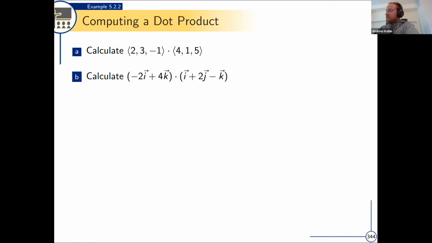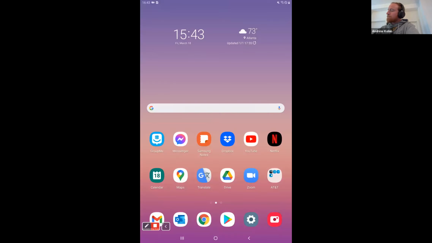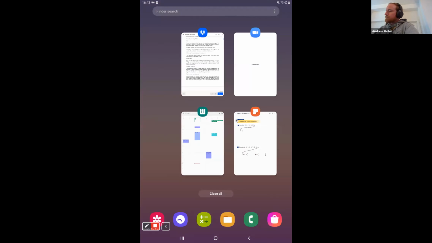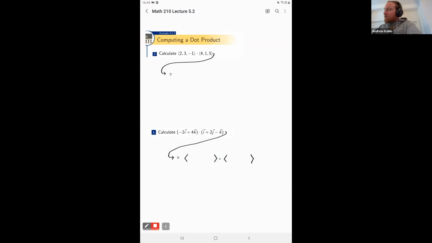If you want to try this on your own, this is something you can do without my help. I'm going to switch over to the tablet and do this with you, but you're welcome to pause the video now and try this for yourself. And notice in both examples, I'm actually using three-dimensional vectors right away. We don't need to start with two-dimensional vectors to understand this. This works in any dimension, and it's not that hard to do.